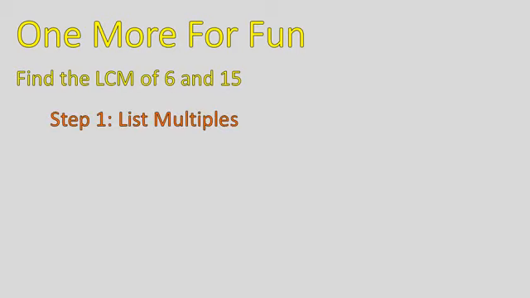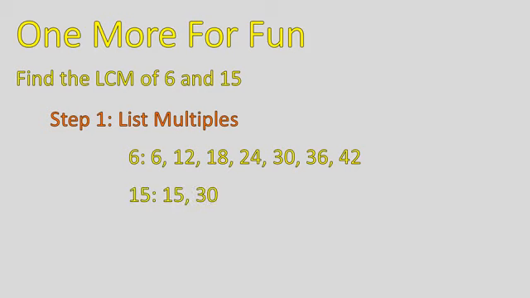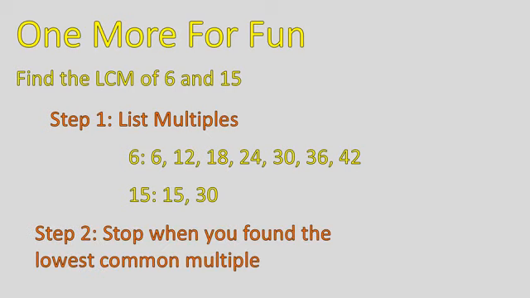Go! Hi, welcome back. The steps for finding the least common multiple are to list the multiples. So we'll start with 6. I just listed out a bunch of the multiples. 6 times 1, times 2, times 3, times 4. Now I'm going to list the multiples of 15. 15 times 1, 15 times 2, and I stop because I found a common multiple, 30.